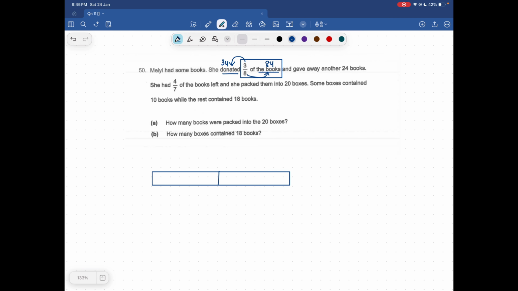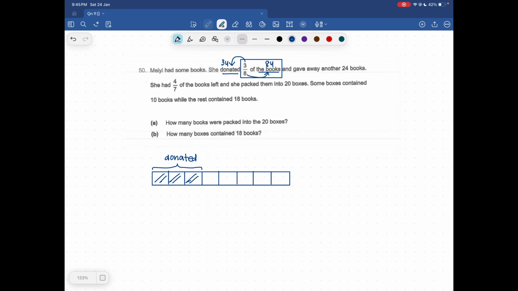So let's cut this model into 8 parts to represent all the books. And she donated 3 units. So let's shade it and right here, write donated. So we have unpacked the first half of this sentence.